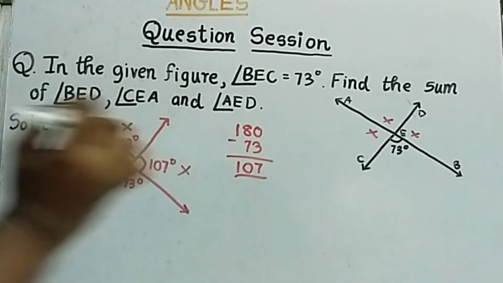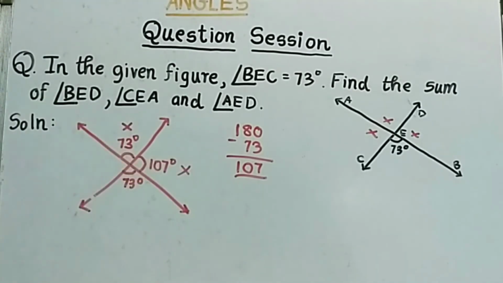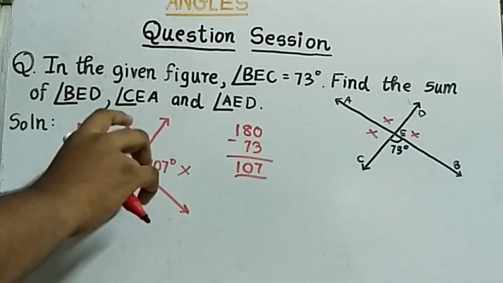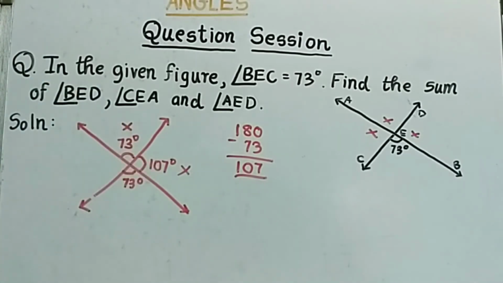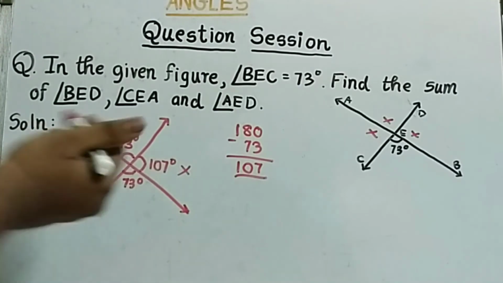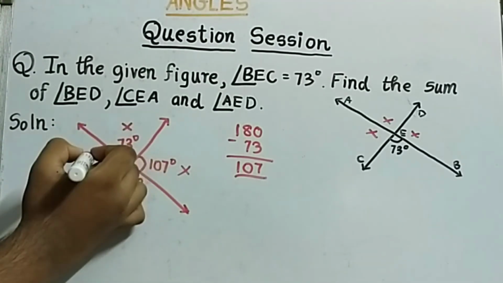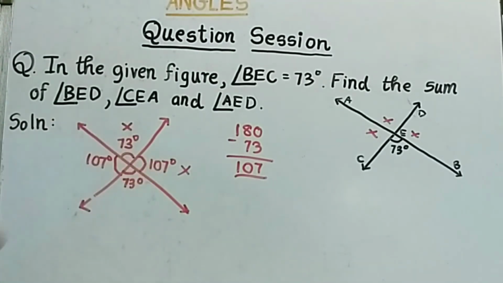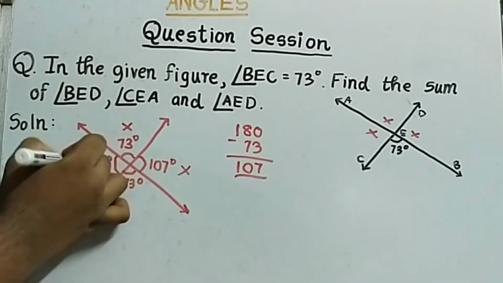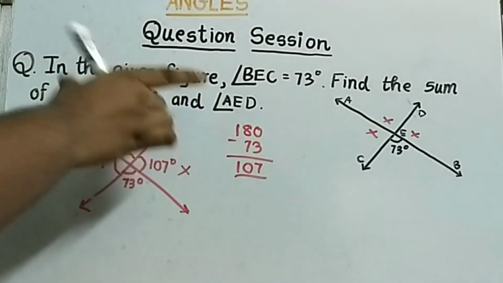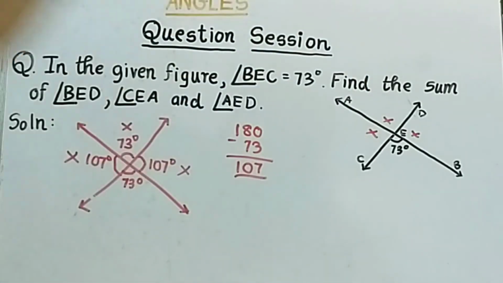We found another angle. The next angle we have to find is this. We have learned that when two lines intersect, there are two pairs of vertically opposite angles. One pair we have found is 73, 73. The other pair would be equal to this, so it would be 107 degrees. So we have found our three angles and we have to find the sum of these three angles. So let us add them.